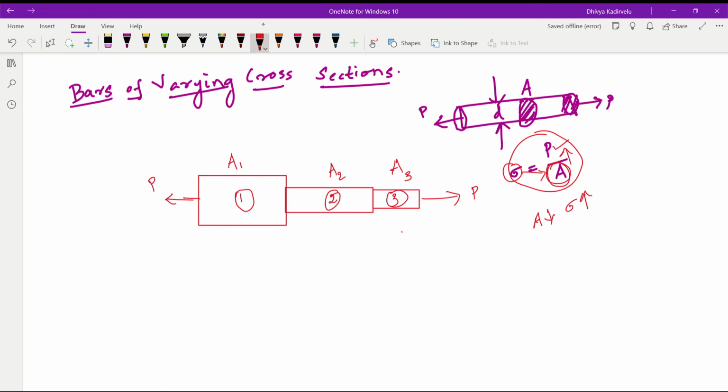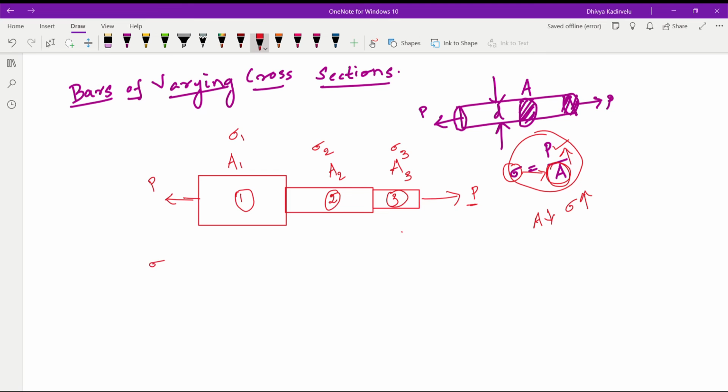So this A1 portion has a larger cross sectional value, so the stress induced here, sigma 1, will be lesser than the other two sections, right? And the stress value induced in the second portion is sigma 2, and here is sigma 3. Now we have to calculate the stress values sigma 1, sigma 2, sigma 3. How can we calculate? All the three portions are subjected to the same amount of load, which is P, right?